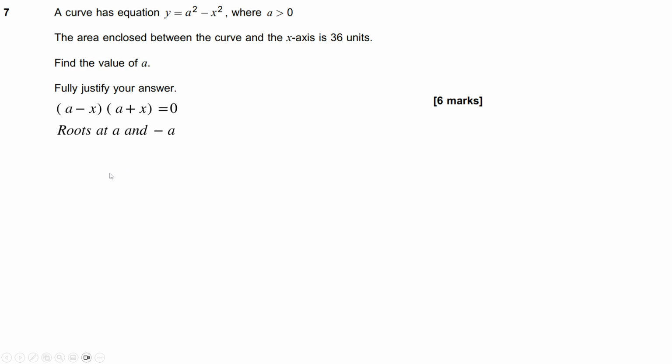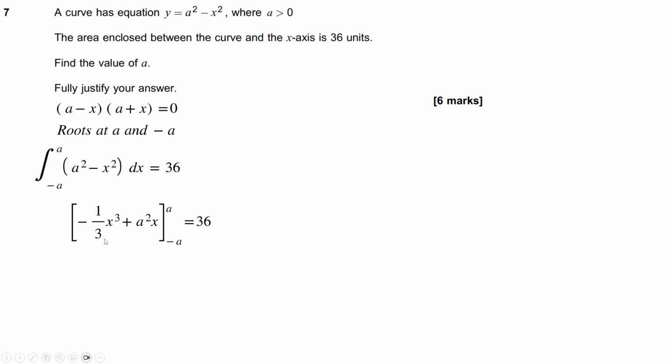And then if you integrate this to find the area between the curve and the x-axis, you want to integrate between the limits a and minus a of this function here with respect to x, because it's the x-axis. You've got this. Treat the a squared as a constant term, so this is just a. It'll integrate to a squared x, and then this will be minus a third x cubed. You'll get that.